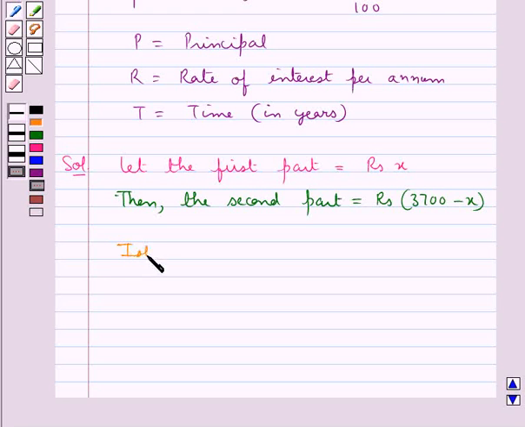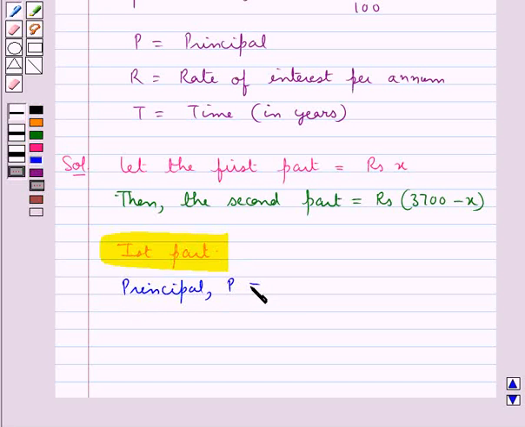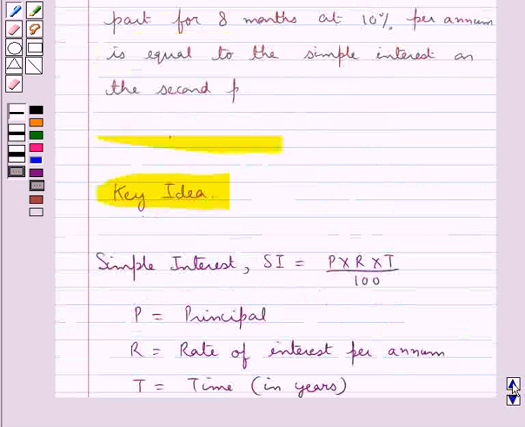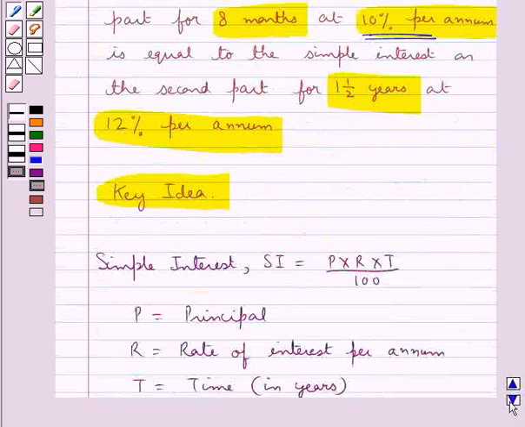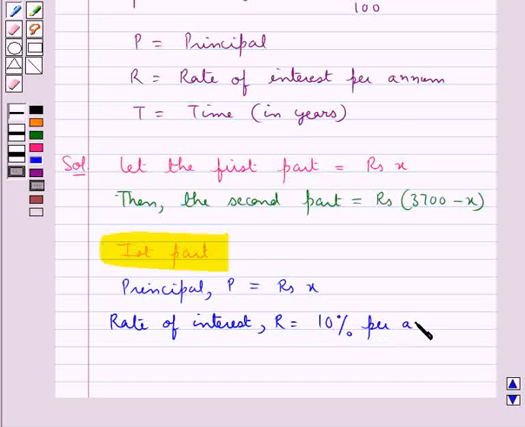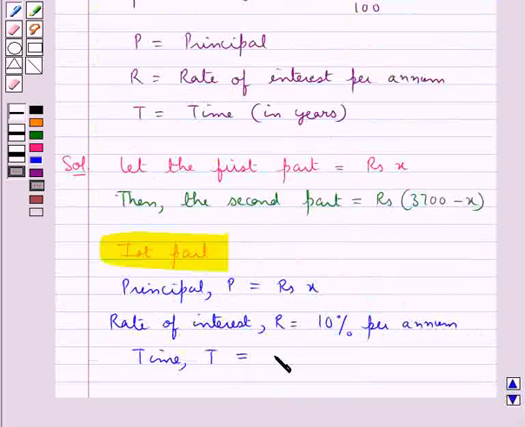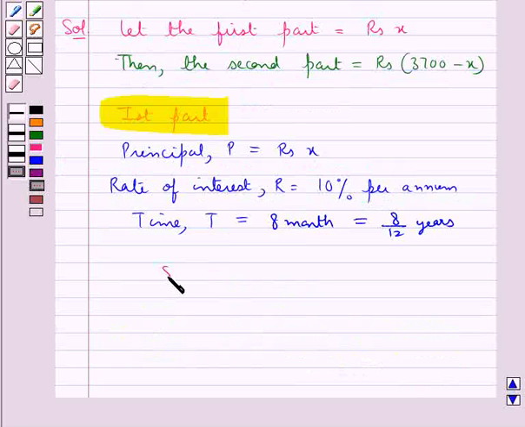Now, let's consider the first part. We'll find the simple interest on the first part. Here we are given the principal, that is P is rupees x, then the rate of interest is 10% per annum, that is R is equal to 10% per annum, then time T is equal to 8 months, which is equal to 8 upon 12 years. Now, simple interest SI is equal to P into R into T upon 100.